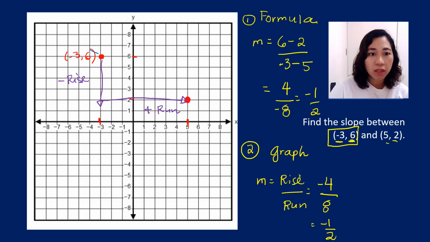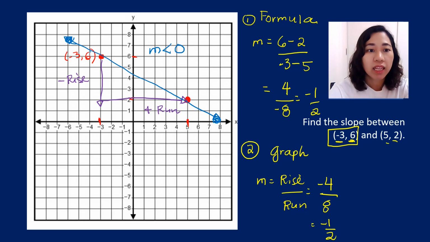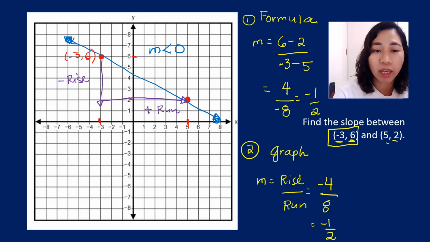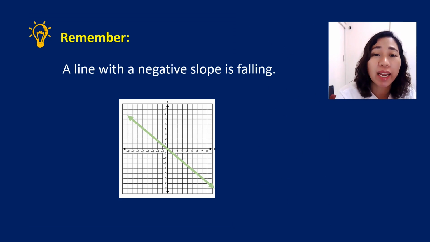Okay, so let's connect this with a line. So this is the line containing these 2 points. Now, here our slope is negative, and in general, when the slope is negative, the line is decreasing. Again, when I say decreasing, you look at the line from left to right. You're going down. So a line with a negative slope is falling or decreasing.